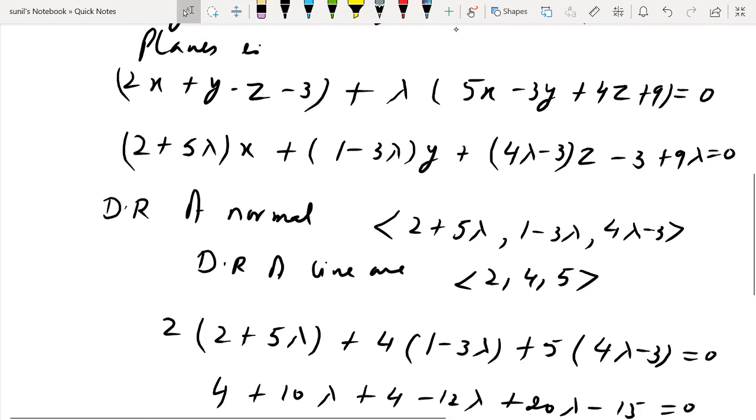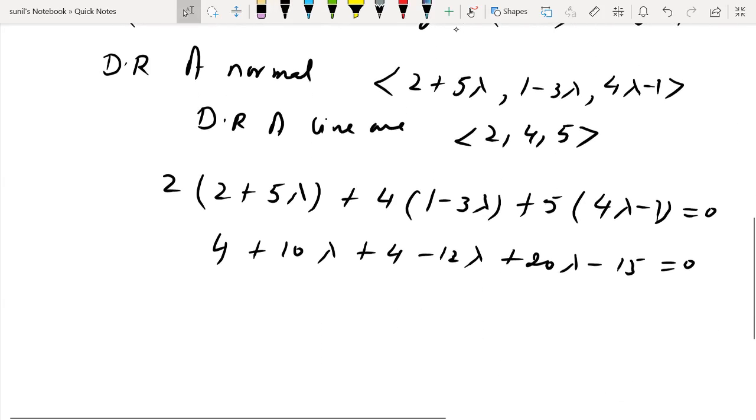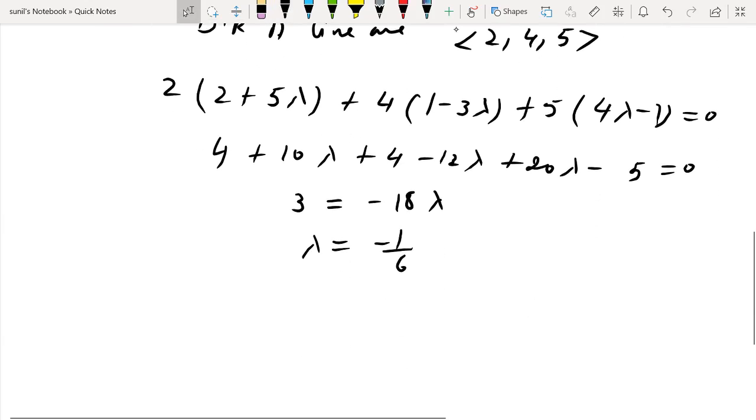Now we have some correction here. This is turning out to be 1, 1, and it is turning out to be 5. Now let us simplify it. If we simplify it, that is turning out to be 3 equal to minus 18 lambda, and lambda is minus 1 by 6. Using this value of lambda in the equation.